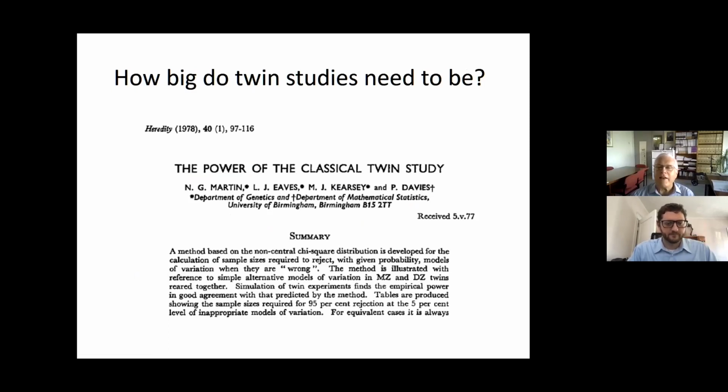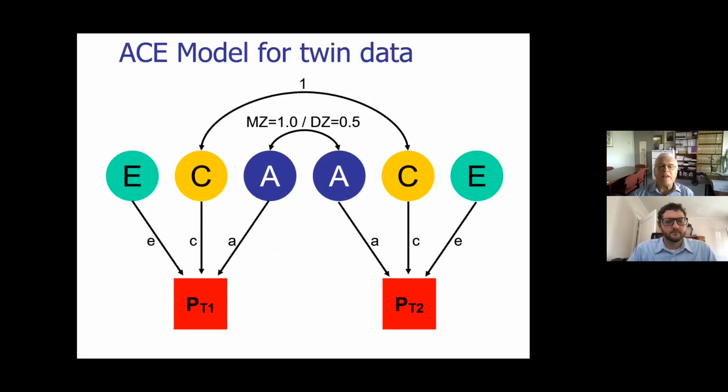So let's just begin with the well-known ACE model for twin data, in which we have 3 sources of variation we'd like to estimate the importance of: additive genetic variation A, common or shared environment C, and unique environment E, which we must never forget includes measurement error. So we'd like to estimate all 3 of these.